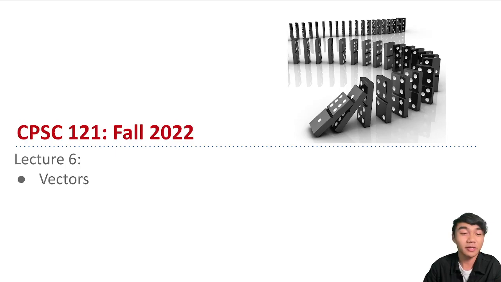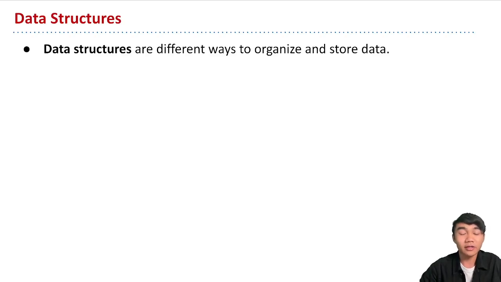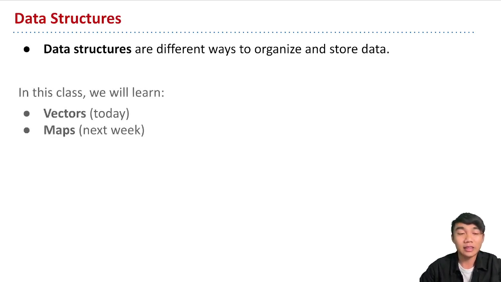Today we're going to be talking about vectors. Before we talk about vectors, I want to discuss this idea of a data structure. Data structures in computer science are ways that we can organize and store our data. And a vector is going to be the first data structure that we're going to be learning about in this class. And in the next lecture, you're going to be learning about another data structure called a map.